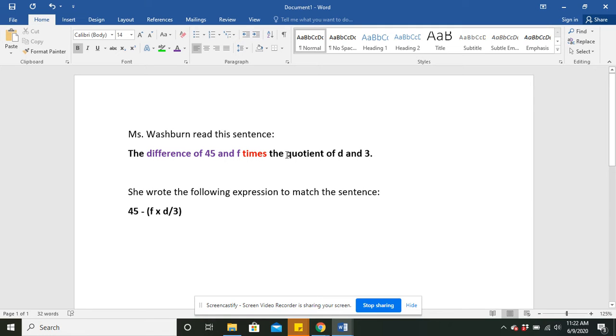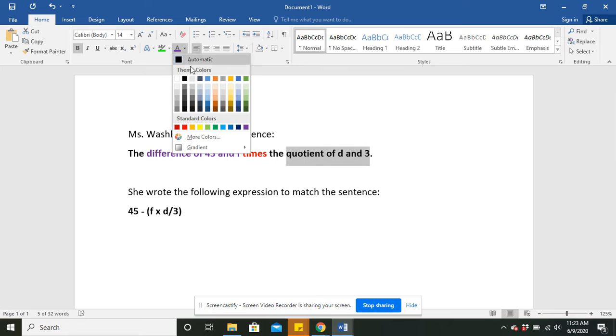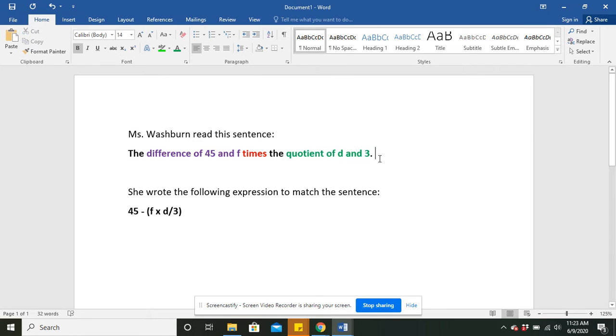Similarly, it also says the quotient of D and 3. Again, quotient is a noun rather than an action. And so one of the things that is interesting about this sentence is that we have the word times, which is more of a verb or action word. And then we have this phrase about a difference and this phrase about a quotient.